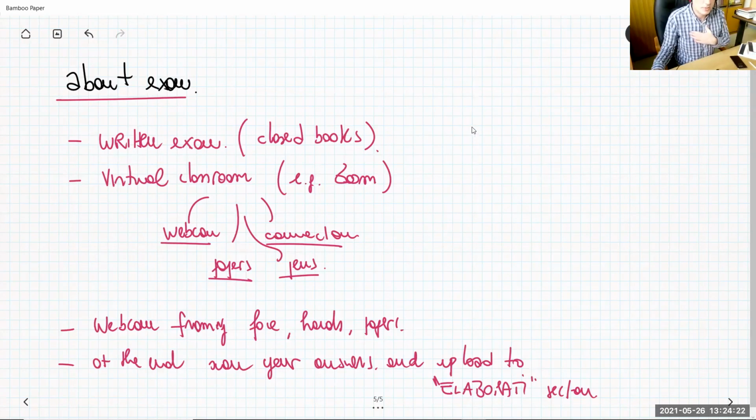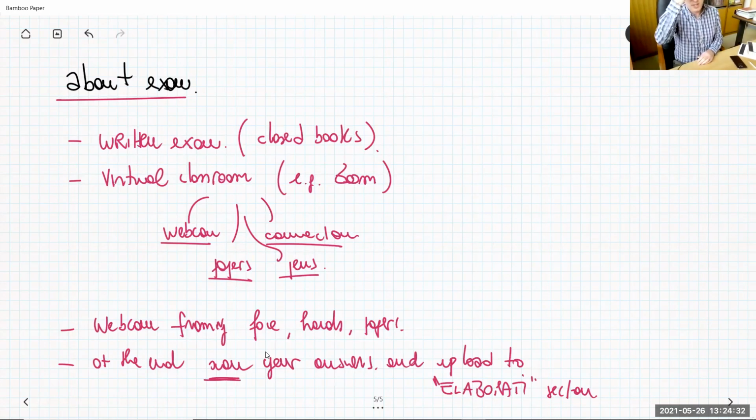Now, how can you scan the answer you have? For example, you can make a picture using your phone, or maybe you can use some specific tools. For example, the Polito app has a specific feature that makes it possible to generate a PDF by just framing your papers, and then you can upload it to the Elaborati section.